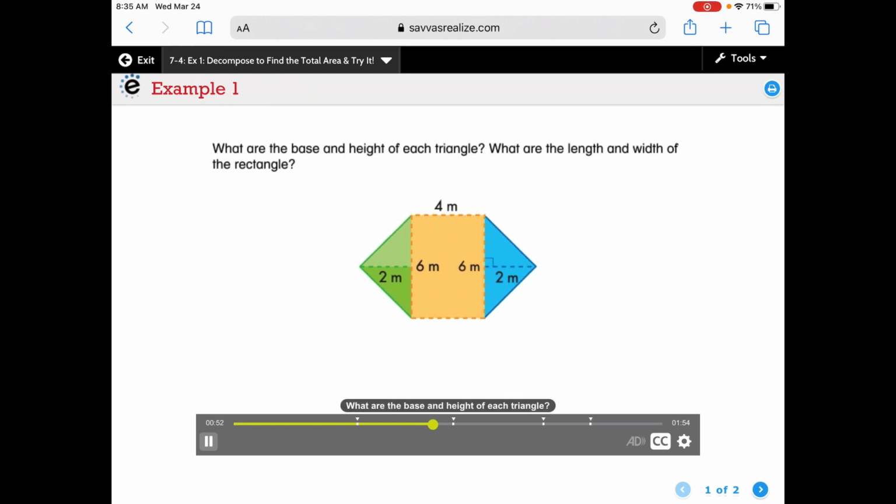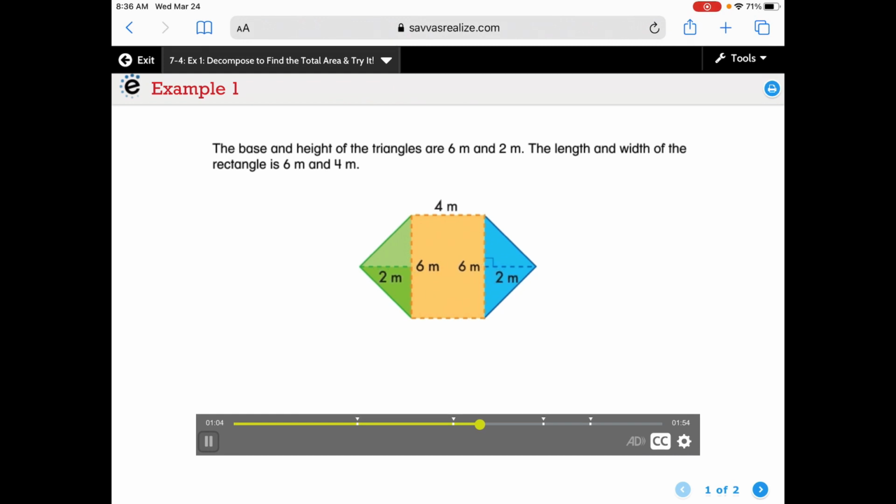What are the base and height of each triangle? What are the length and width of the rectangle? All right, for the triangle, we have the base is 6 and the height is 2, and that's for both. And then for our rectangle, it's 6 and 4. The base and height of the triangles are 6 meters and 2 meters. The length and width of the rectangle is 6 meters and 4 meters.